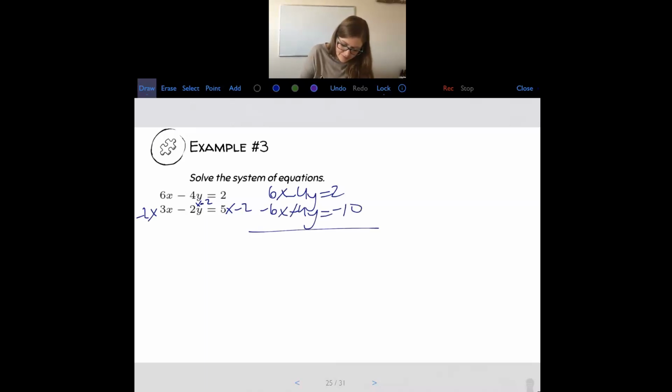So if I add these up, negative 6x and positive 6x cancel. Negative 4y and 4y cancel. So I get 0 is equal to negative 8, which is not true. So this would be a case of no solution.